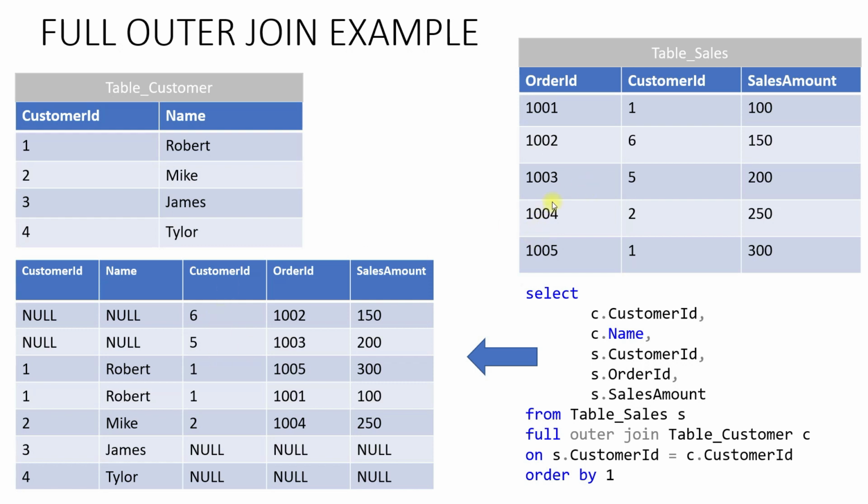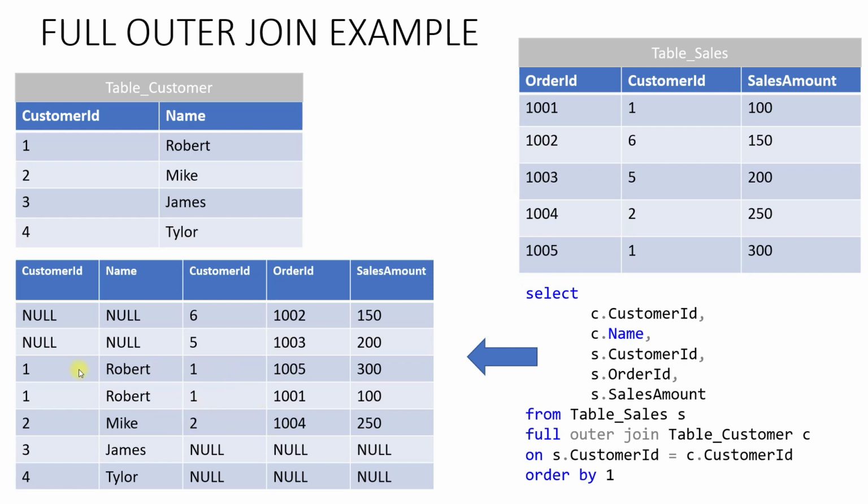And then we go down to this row here, where the customer ID from the customer table is 1, and we have Robert, and then we get a match because the customer ID is also 1 for this order. And so here we will get everything because there's a match on the customer IDs in this case, and in this case.